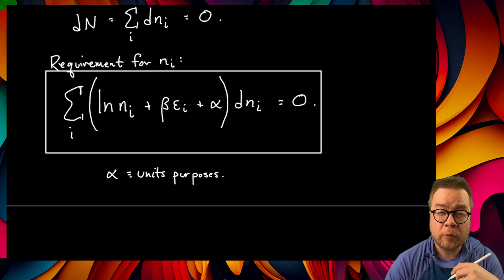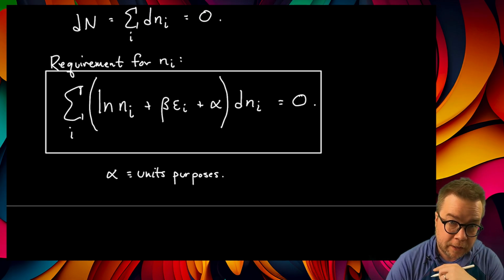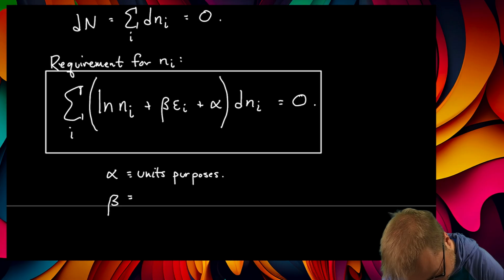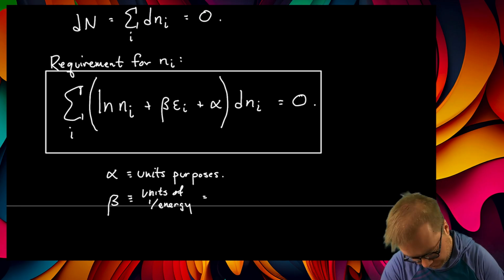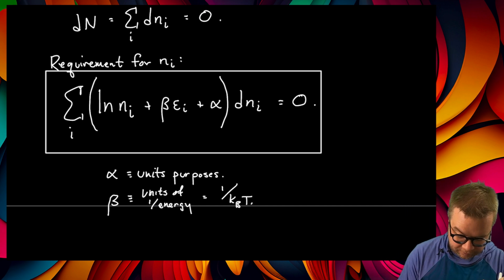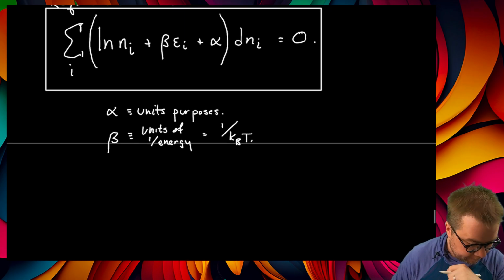I'm not even going to talk about what alpha is, because we're going to see that it's not going to matter in the end. Beta, on the other hand, does matter. So beta, again, has units of 1 over energy. And so we'll use thermal energy, and beta will be equal to 1 divided by kBT. If we do that, then the units of epsilon I will cancel out, and so everything in that expression will have the same units.